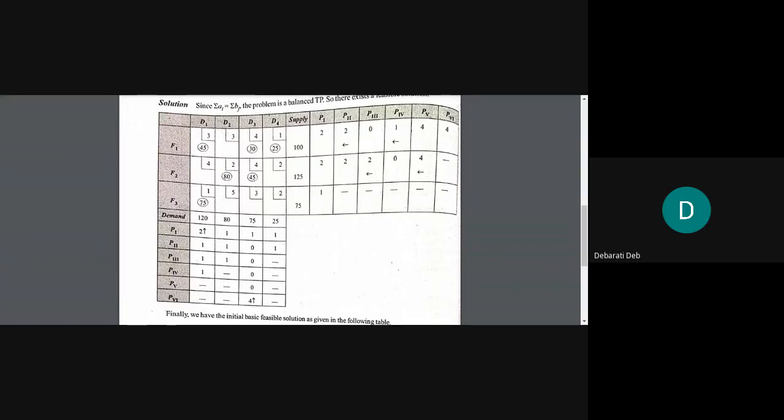So in P1, in the row side, the first box will be 2, or in the first cell, you will write 2. After that, in the D2 column, the least cost is 2 and the second least cost is 3. So 3 minus 2 is 1. So in the P1 row, in the D2 column, you will write 1. Similarly, for the third column, the difference will be 4 minus 3, 1. And for the fourth column, the difference will be 2 minus 1, that is 1. Right?